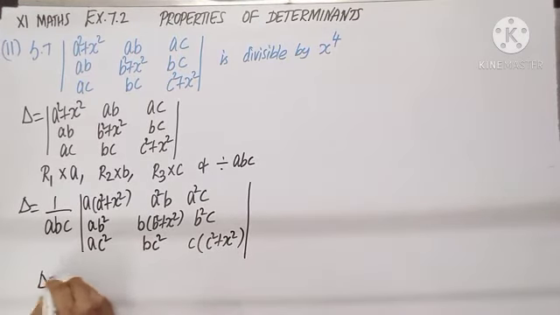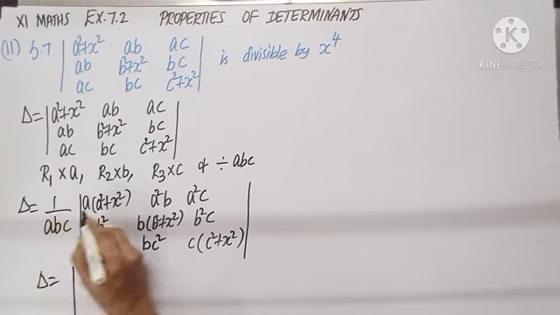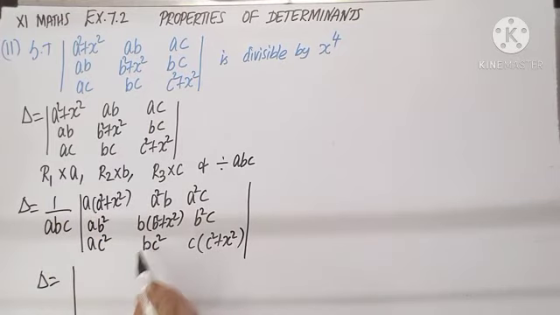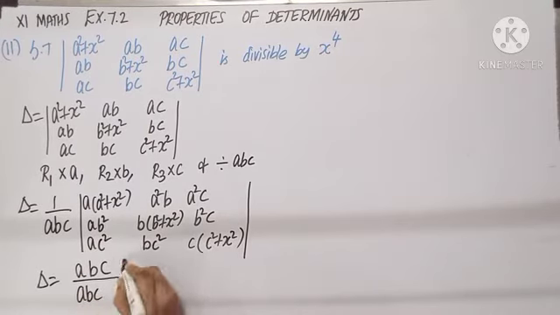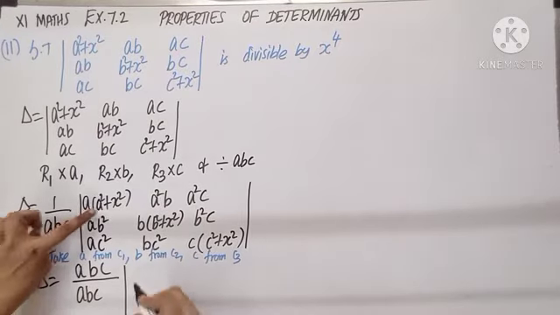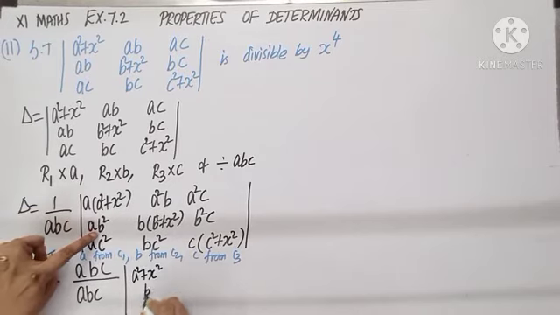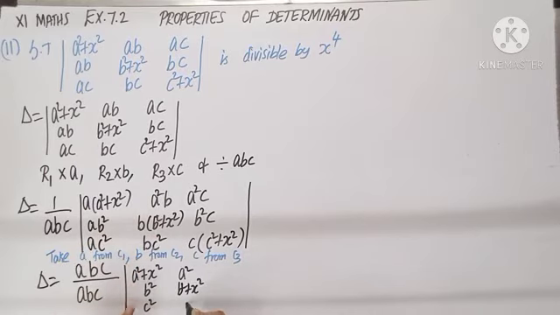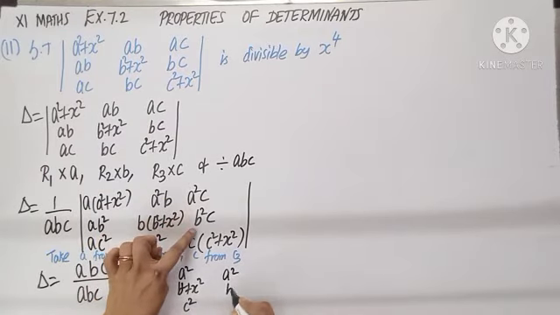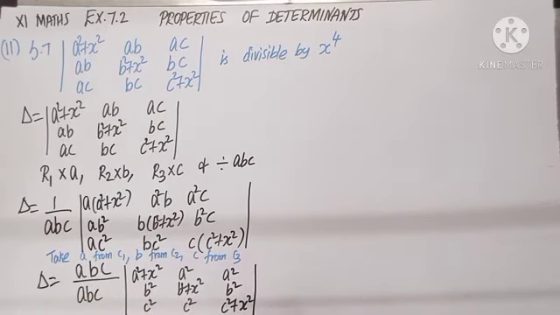As I check, first column A is common, second column B is common, third column C is common. So we remove A from first column, B from second, C from third. I am left with A square plus X square, B square, C square. A square, B square plus X square, C square. A square, B square, C square plus X square. So we have taken C from column 3, B from column 2, A from column 1.